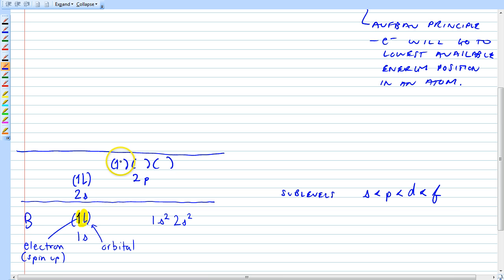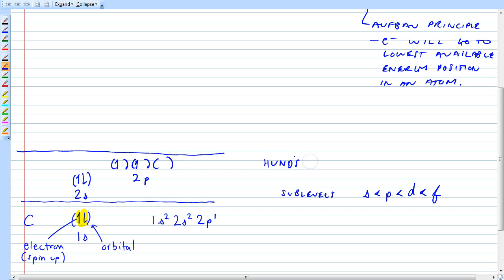So what would happen if I wanted to make carbon? Oh, by the way, this would look like this, 2p1. That would be for boron: 1s2, 2s2, 2p1. If I want to make carbon, I've got 1 more electron. And you can see here, hopefully, that it's going to go into the 2p sublevel. But it's a little bit tricky because it turns out I can't put it in the first orbital. I have to put it in the second one like this. And that is something that's called Hund's rule.